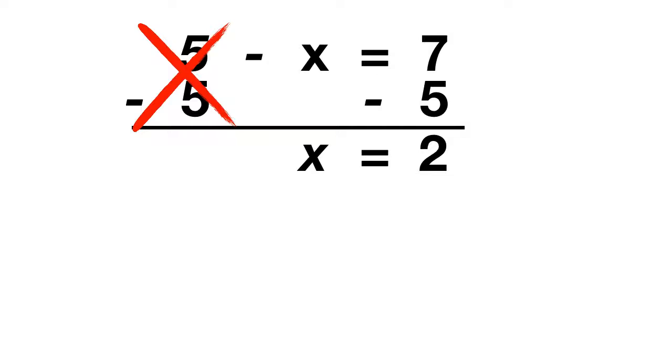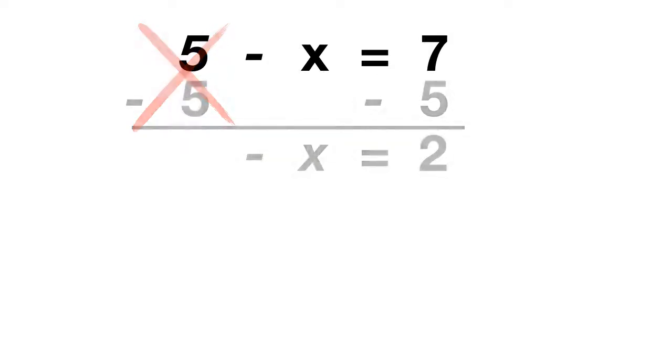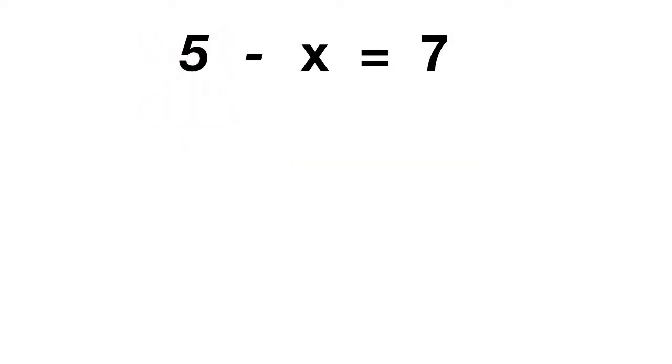The problem is, this is not solving for x. This is solving for negative x. That's not what we want. And so while you could eventually get there using this method, there's a better way to solve this problem. In this equation, you actually want to start by canceling out the negative x. That's because what we want is a positive x, not a negative x.